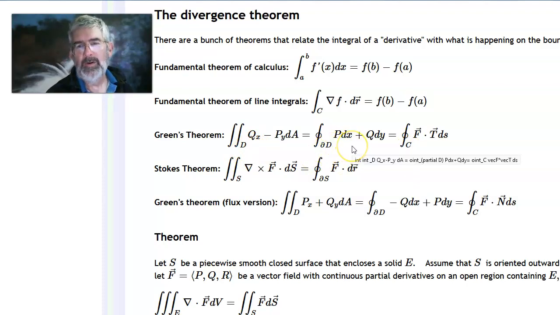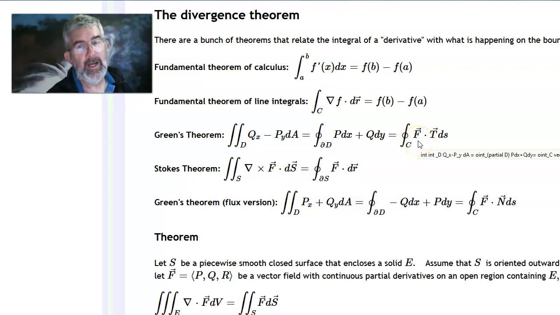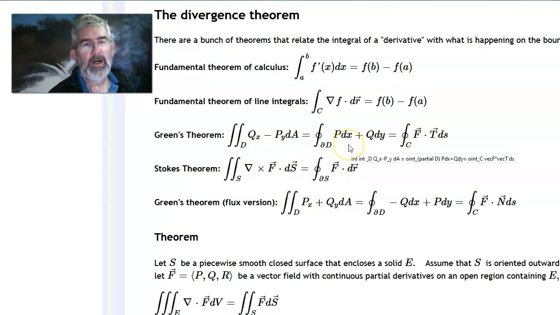Right? So the line integral here is along the boundary of the region, and it's just dealing with the vector field F, whereas the double integral, which is over the inside of the region, involves the partial of Q with respect to x and the partial of P with respect to y. So these are partial derivatives of the component functions of F. And this was just in the plane.